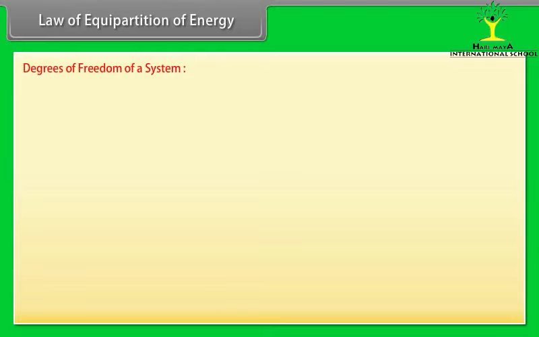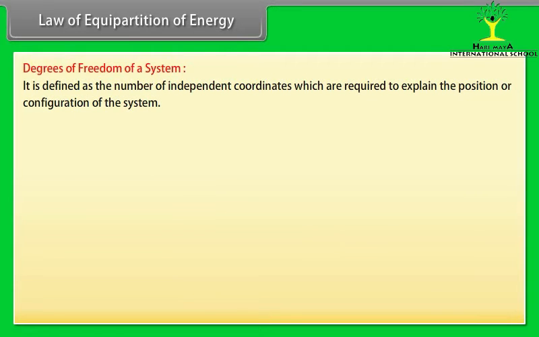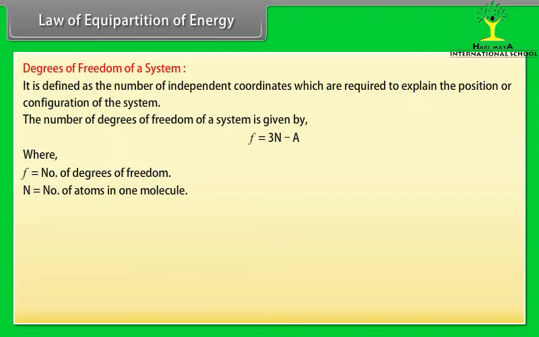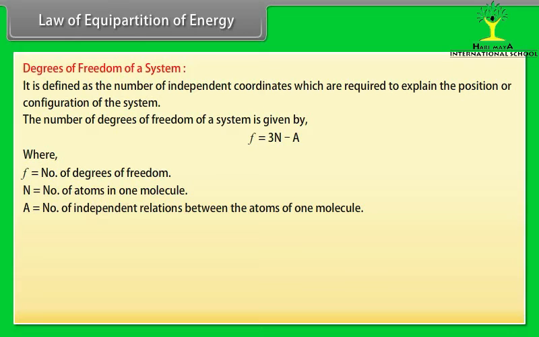Degree of freedom of a system. It is defined as the number of independent coordinates which are required to explain the position or configuration of the system. The number of degrees of freedom of a system is given by F = 3N - A, where F is the number of degrees of freedom, N is the number of atoms in one molecule, and A is the number of independent relations between the atoms of one molecule.